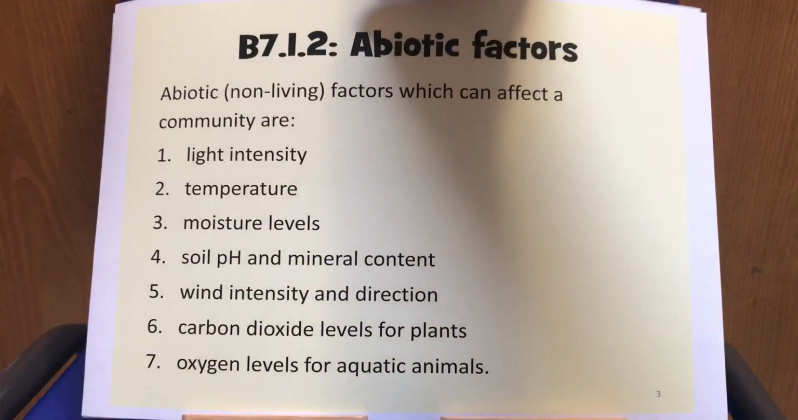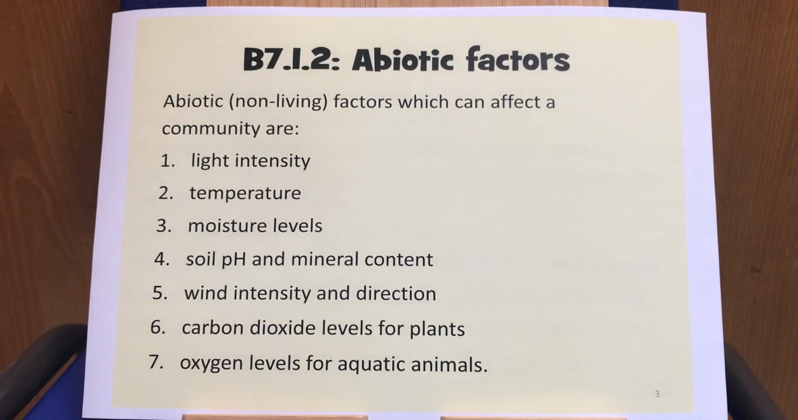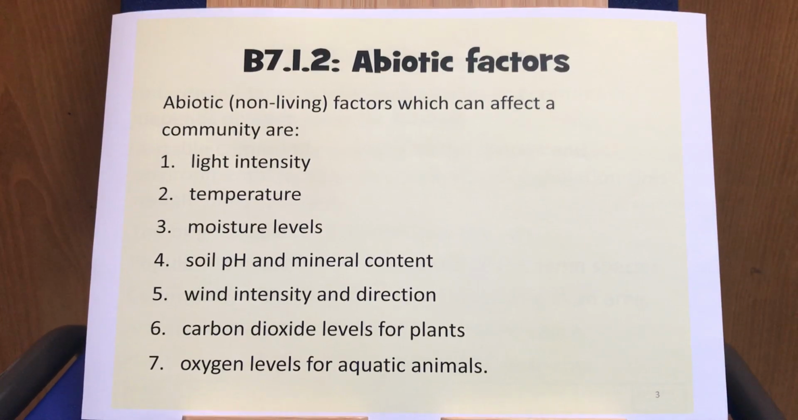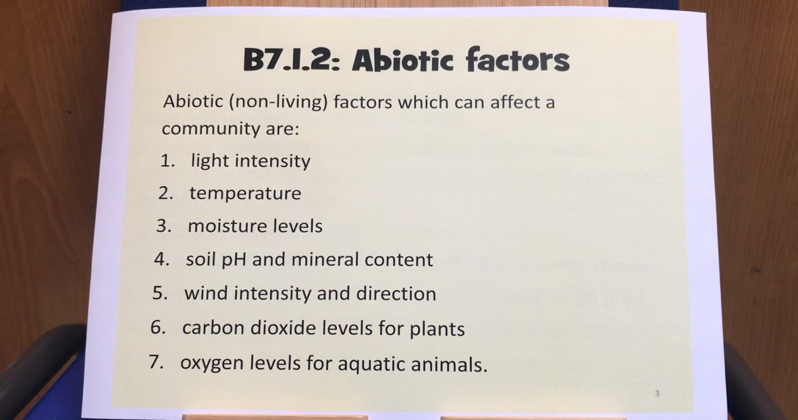Then we covered some abiotic factors, okay? These are the non-living factors. It's likely that you're going to have to remember they are non-living. Think of it as biotic, biological factors are the living factors, and these are the abiotic factors, the non-living factors. And we just remember these as a list, okay? So it may just simply say, list 2 abiotic factors that could affect a community. Light intensity, temperature, moisture levels, pH and mineral content.